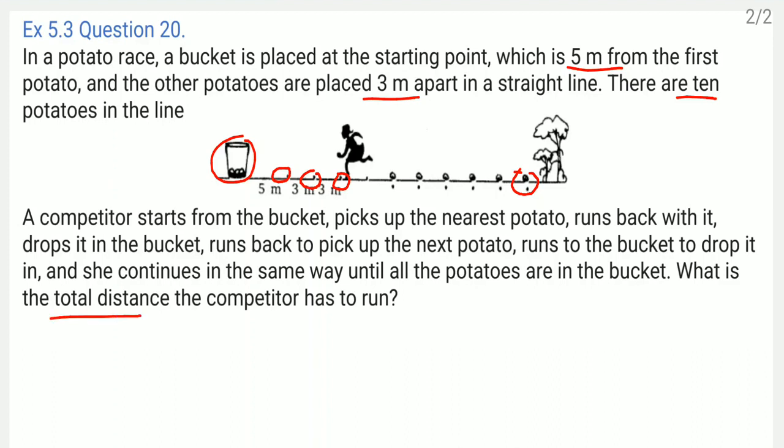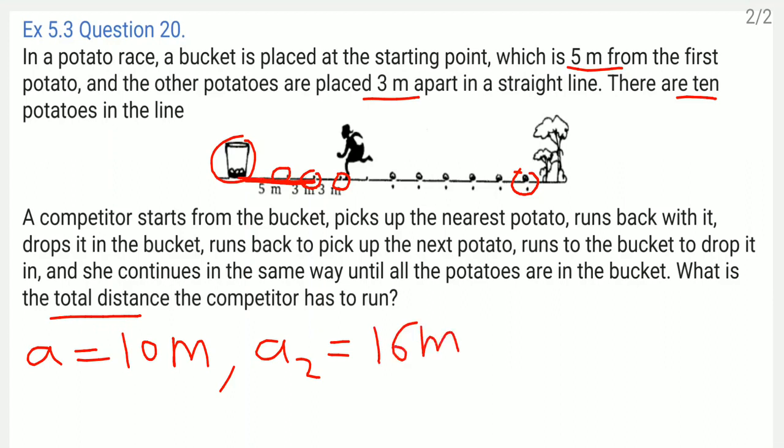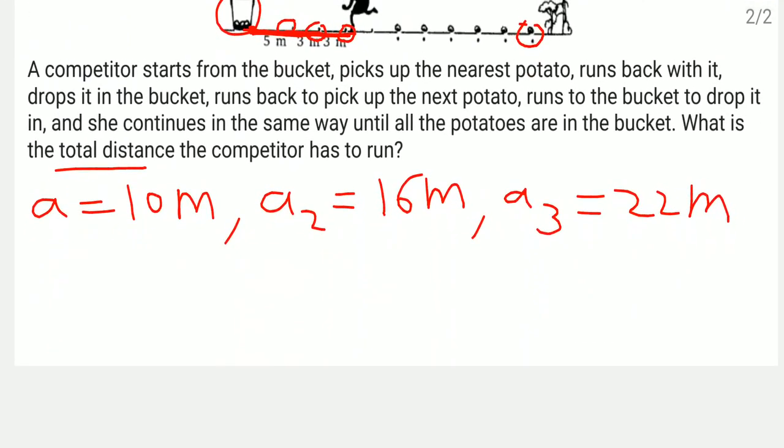Now here, first term, if I write down to pick up first potato and drop it in the bucket, the girl runs 10 meter distance. Then A2, second term. Now for the second potato, the girl has to run 8 meter this way and come back 8 meter. So in this way, 16 meter distance she has to cover. Now A3. To pick up the third potato, she has to run 11 meter this way and back 11 meter. So it is 22 meter. Correct?